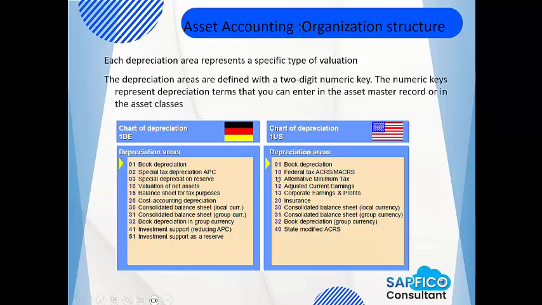For example, in the US, we have federal tax, ACRS, MACRS. All of these are captured in separate depreciation areas. But please understand that among all of these depreciation areas, the 01 book depreciation area, which will be as per the group, will be the same. So 01 will always be the same, and you can manage all other depreciation areas other than 01.